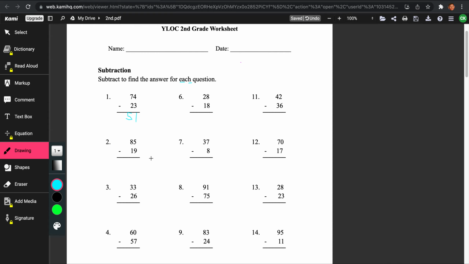Okay, and let's try 2. 85 minus 19. Looking at the ones, 5 minus 9, we can know that that's not possible. So what we have to do is we have to carry a ten from the 8 over to the 5. So 8 will turn to 7, and then 5 will turn into 15 because we're adding a 10. So 15 minus 9, now that's possible, so that's 6. And 7 minus 1, that's 6 again, so it's 66.